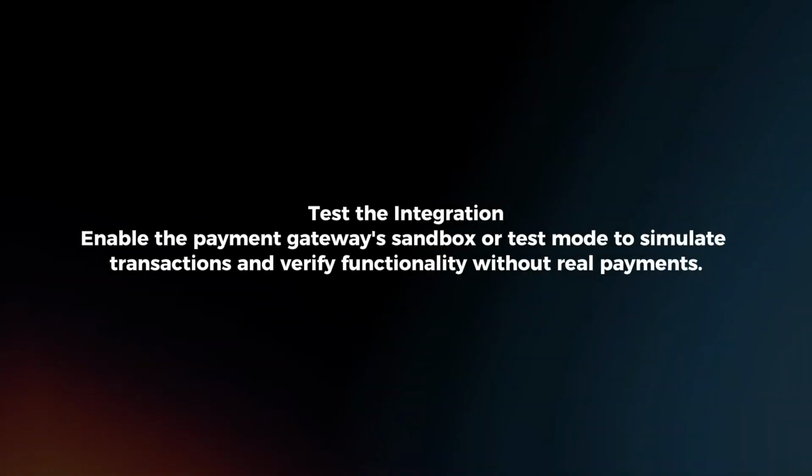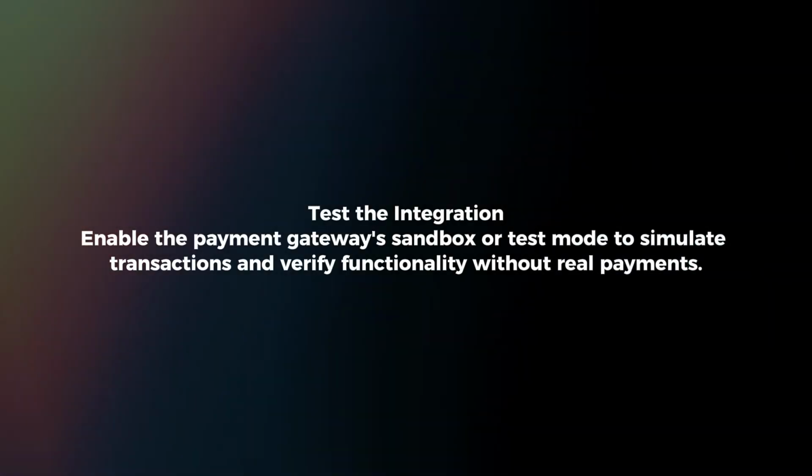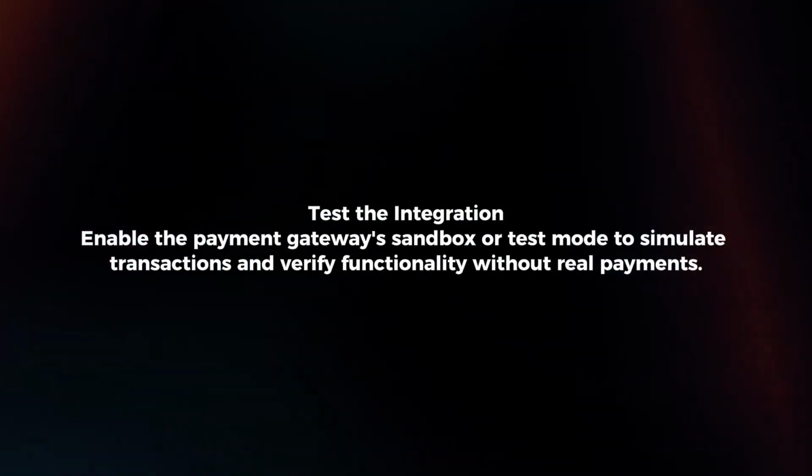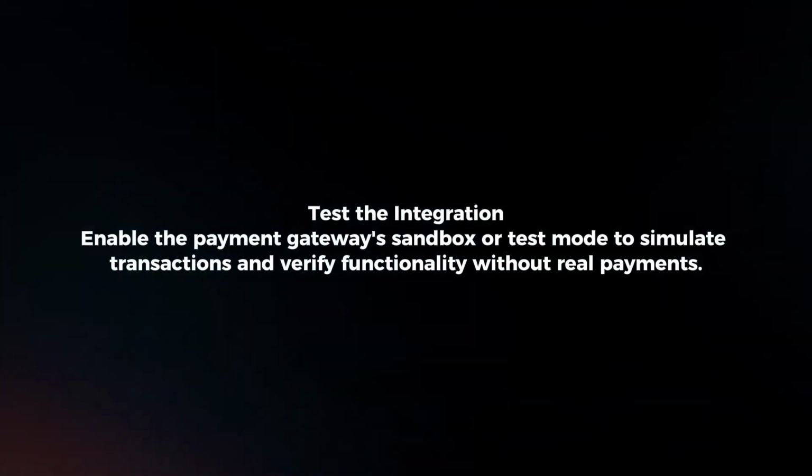Test the integration. Enable the payment gateway sandbox or test mode to simulate transactions and verify functionality without real payments. Enable the gateway. Once tested, switch to live mode and ensure the payment gateway is enabled in the WooCommerce payment settings. Publish and accept payments. Your WooCommerce store is now ready to process transactions via the selected payment gateway.